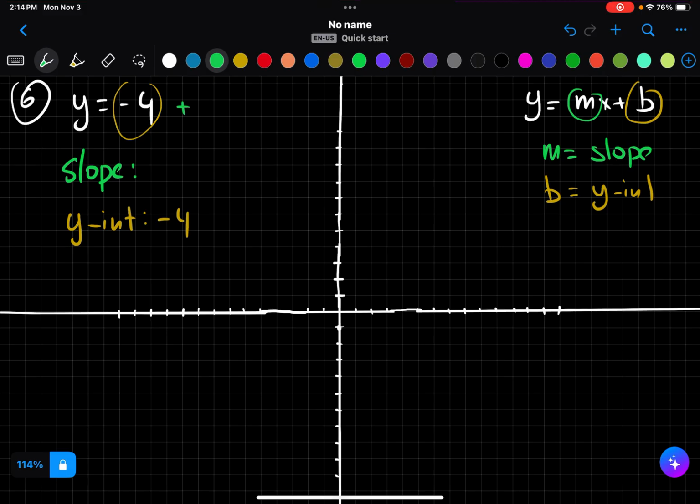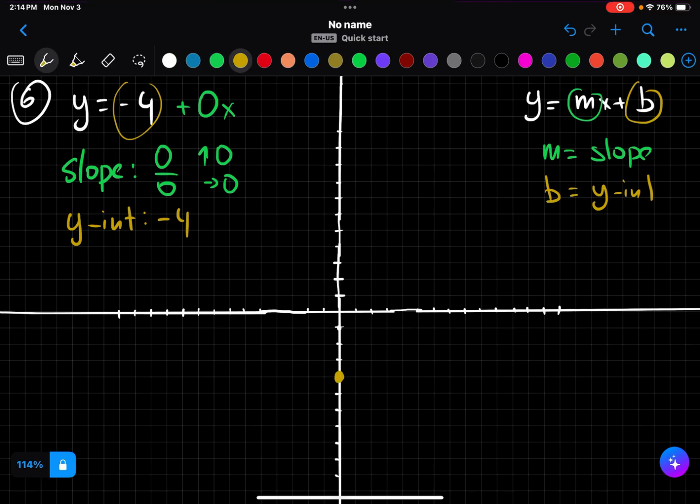Can we write down plus 0 times x? Sure you can, because 0 times x is 0. It's kind of like writing plus 0. So your slope then is 0, or 0 over 0, which means go up 0, go to the right 0, I guess. So let's start with the y-intercept at negative 4 right here.